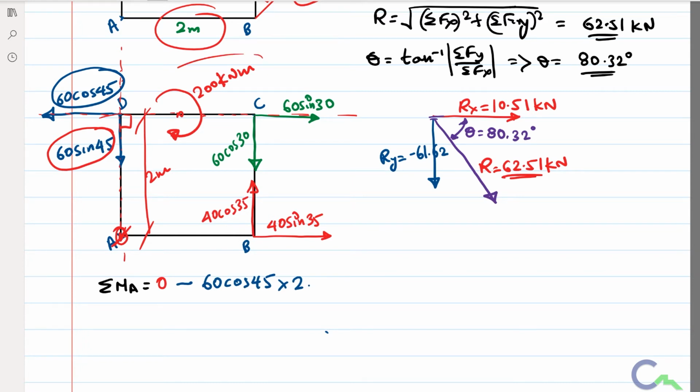Now I am going to consider this moment. They gave that it is a clockwise moment, so simply I will add that one. If it is clockwise, plus; if it is anti-clockwise, minus. In this case it is clockwise, so I will add that 200 kilonewton meter. Then after that I am going to consider this force.